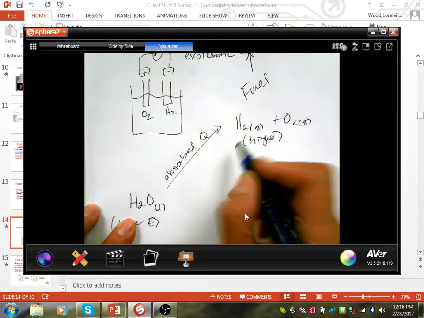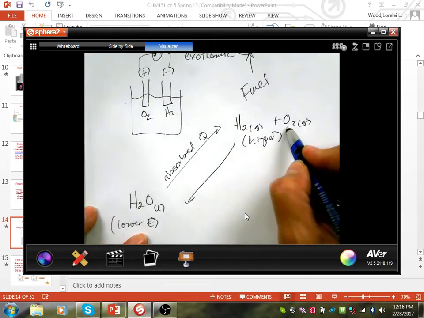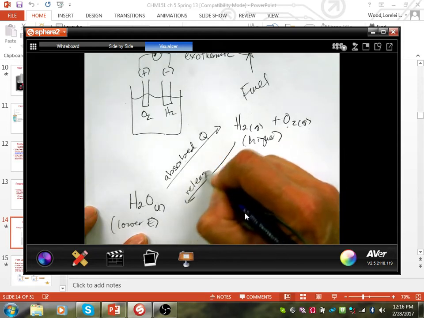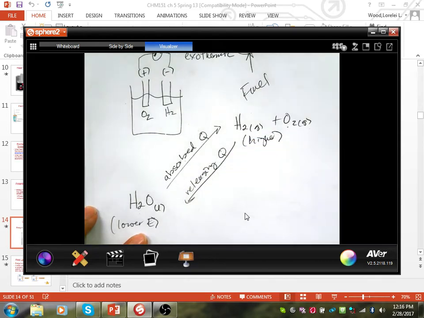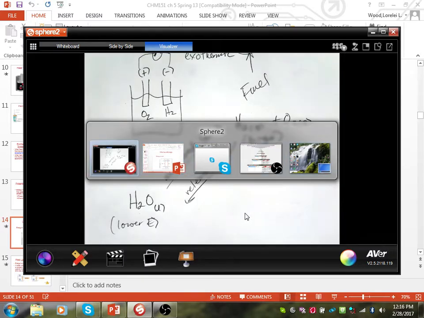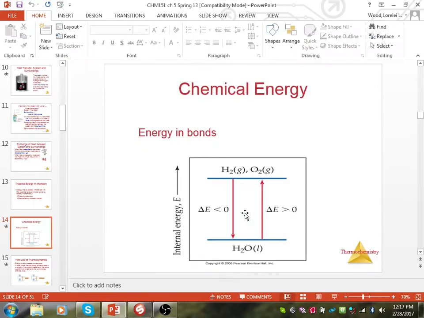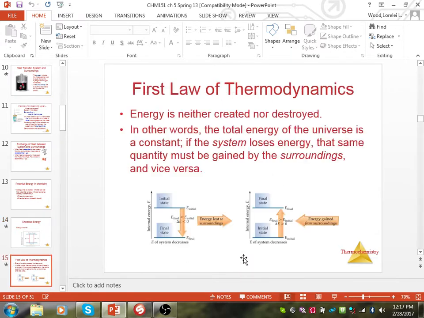The reverse process is also true. These are at a higher energy. I'm releasing Q, or energy, as I'm going from these, which have a higher energy, down to lower energy. So that's what this particular type of diagram, and you're going to see this in your textbook, is this energy diagram, where the H2 and the O2 are at a higher internal energy, meaning they've stored some energy that's been added to them, versus the water that's at a lower internal energy before you start. All right, so this relates to the first law of thermodynamics.